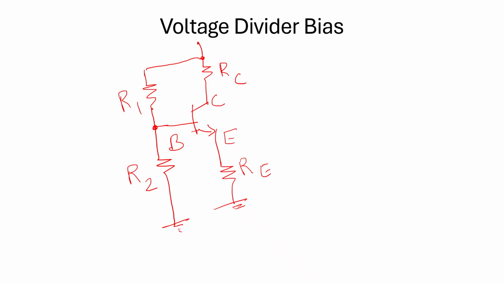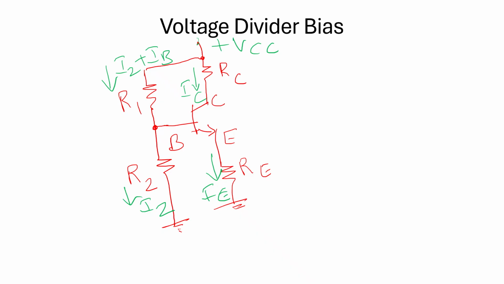Let me name the currents. The supply voltage is plus VCC, IC, and here a total current of I2 and IB flows in. This is I2 current. Here we have emitter current IE and the base current IB flowing into the base terminal. This is the circuit diagram for voltage divider bias.